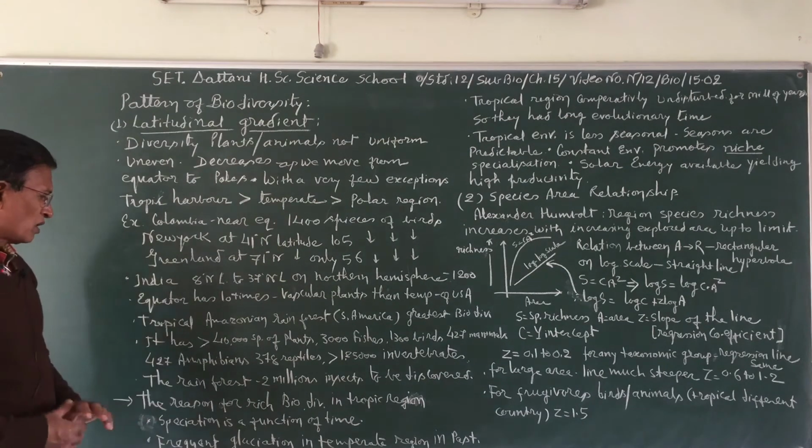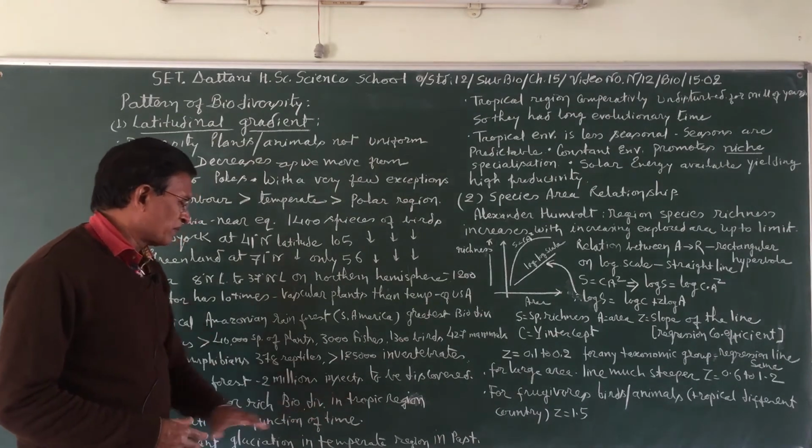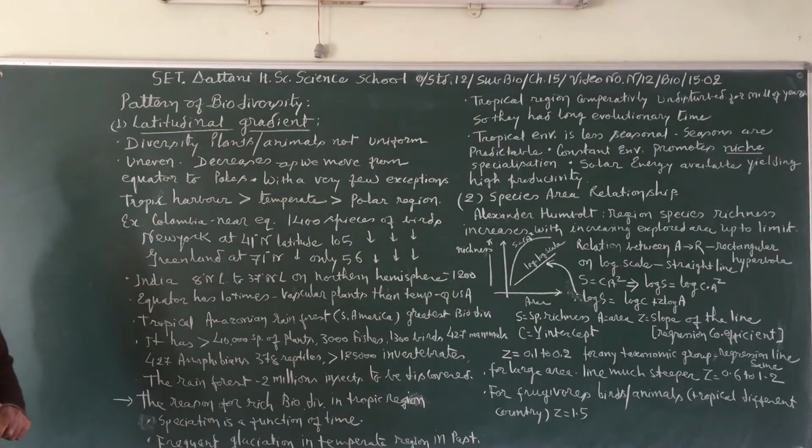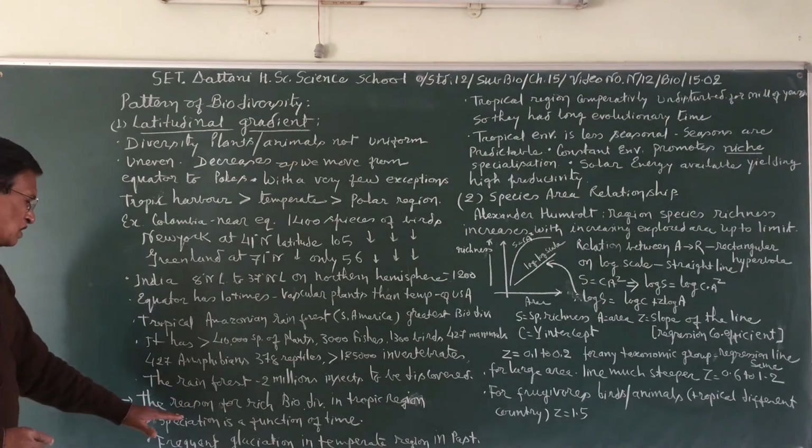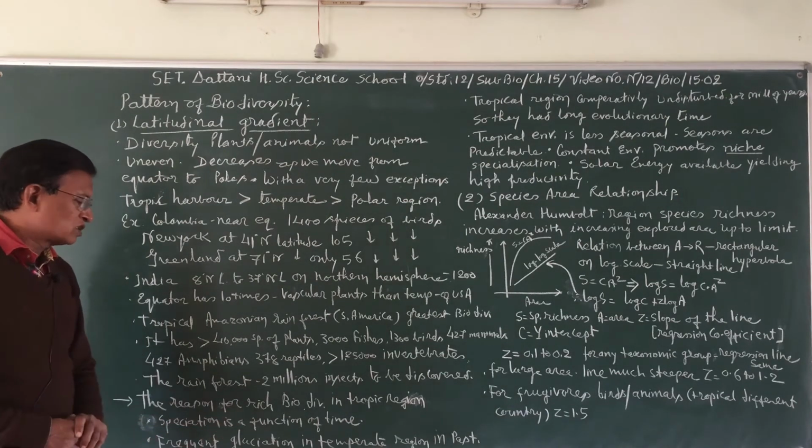Now, the reasons for rich biodiversity in the tropical region. Let us discuss that. The very first is speciation. Speciation is a function of time.